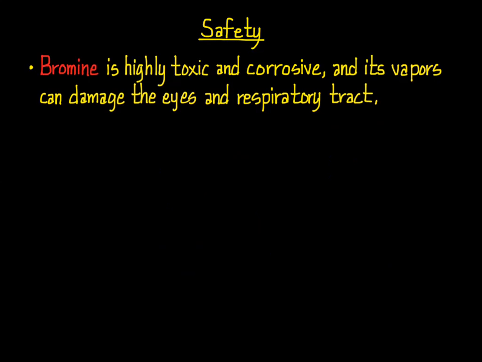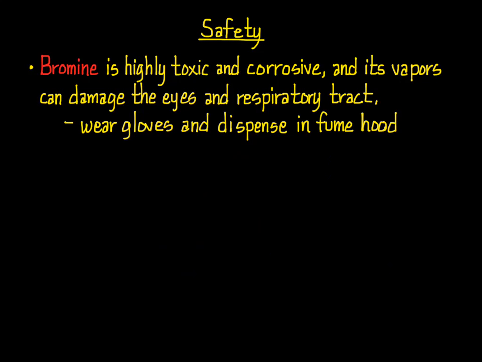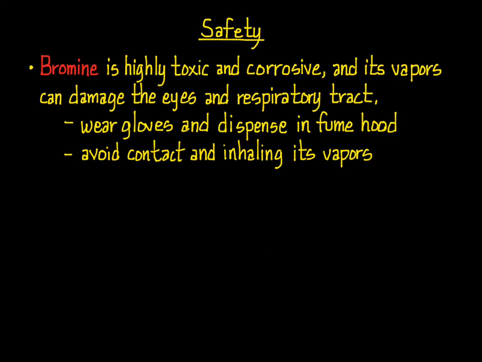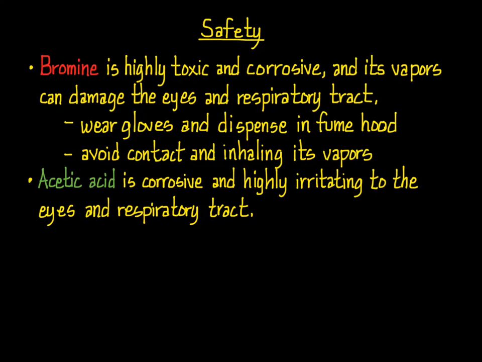Some of the reagents you will use in this experiment require special care and handling. Bromine is highly toxic and highly corrosive. Its vapors can damage the eyes and the respiratory tract. So, you need to wear gloves, and you'll need to dispense it in the fume hood. You'll also need to take care to avoid skin contact and breathing the vapors. Acetic acid is corrosive and highly irritating to the eyes and the respiratory tract. It should be handled in a manner similar to the bromine.